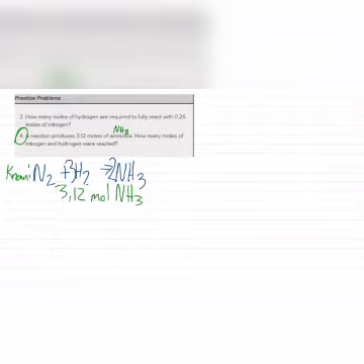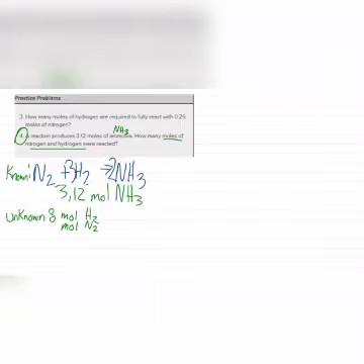All right, and they're telling us that 3.12 moles of ammonia is produced. So we need to find out how much nitrogen and hydrogen was used. So those are our unknowns, the moles of hydrogen and the moles of nitrogen. All right, so we're going to do this in two steps. The first one, we're going to figure out how many moles of hydrogen were used.